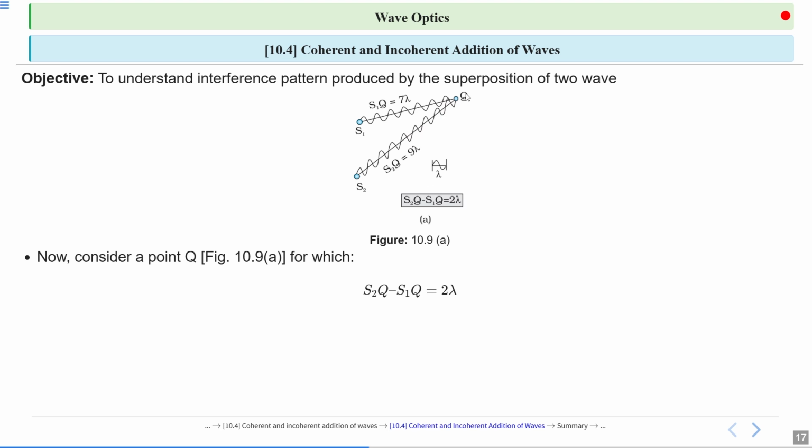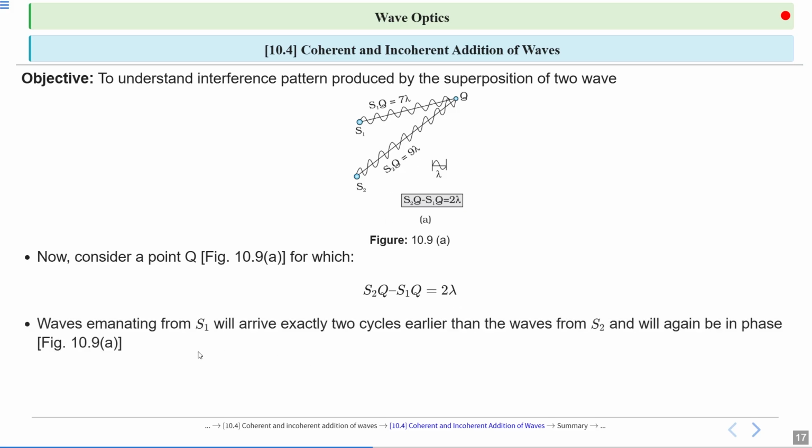So from this point Q, S1 is separated by 7 lambda, where lambda is the wavelength, and the distance between S2 and Q is 9 lambda. So S2Q minus S1Q is 2 lambda. Let's consider a point Q for which the path difference will be 2 lambda. So the wave emerging from S1 will arrive exactly 2 cycles earlier than the waves from S2 and will again be in phase.